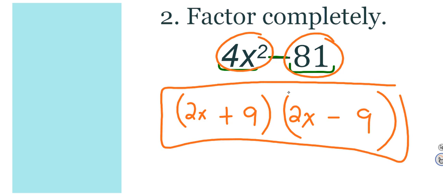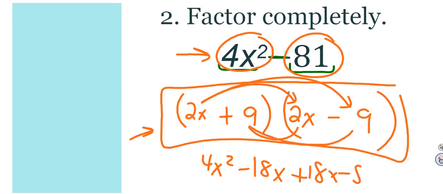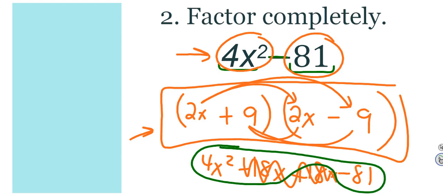This is the factored form of this. If we distribute real fast, watch. We get 4x squared, and then minus 18x, and then plus 18x, and then minus 81. These two, minus 18x plus 18x, are gone. And look what we end up with: 4x squared minus 81, exactly what they gave us. So that was a lot of craziness. What we just did here was check our answer.